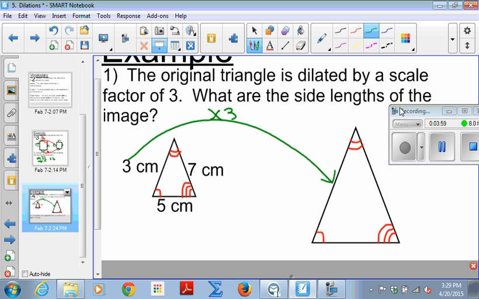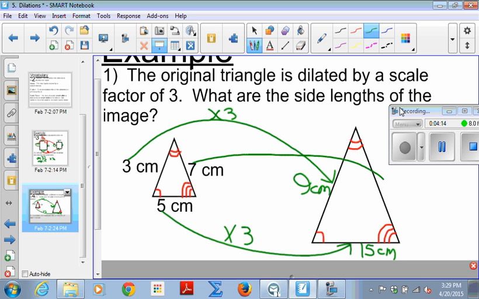3 times 3 gives us a side length of 9. Then from there to there, we're doing times 3. So 5 times 3 for a side length of 15. And then times 3 again for a side length of 21.